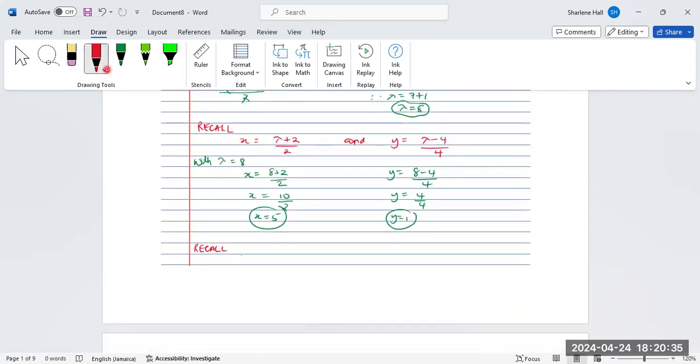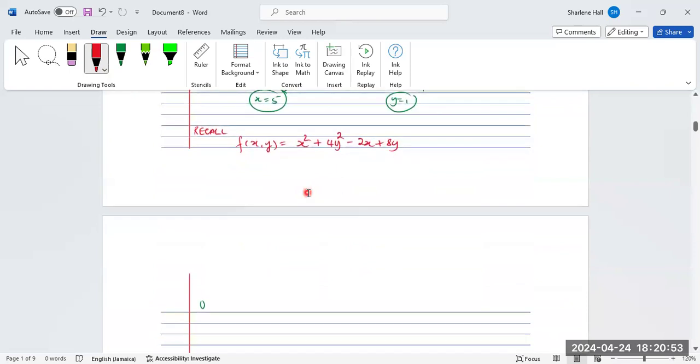Read out the function for me, please. F of x, y is equal to x squared plus 4y squared minus x plus 8y. That's it. Yes, sir. All right. Good.